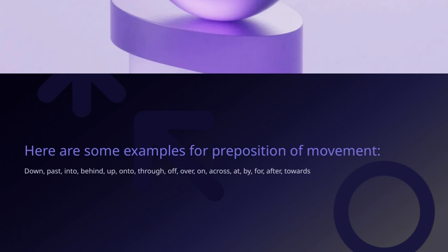After means following behind or subsequent to something. And finally, towards indicates movement in the direction of a specific point or object. These prepositions are essential for describing movement clearly and accurately in both writing and speech.